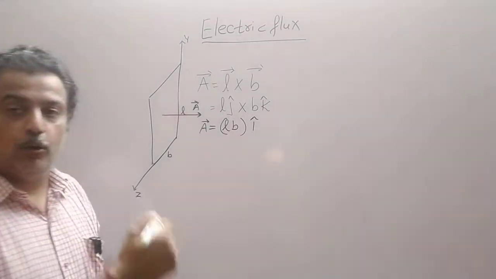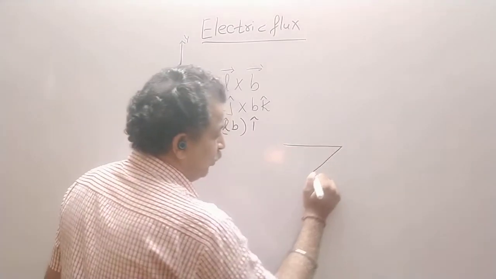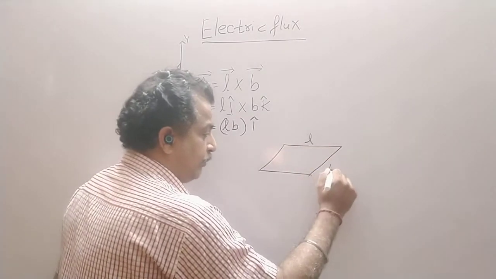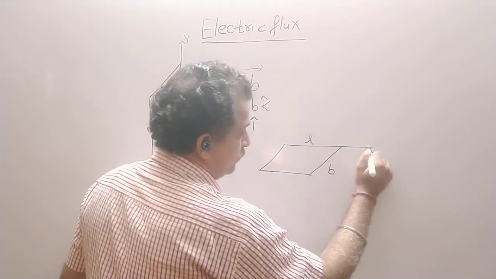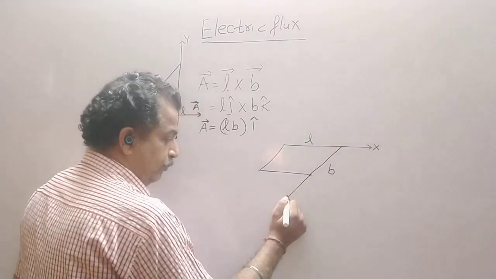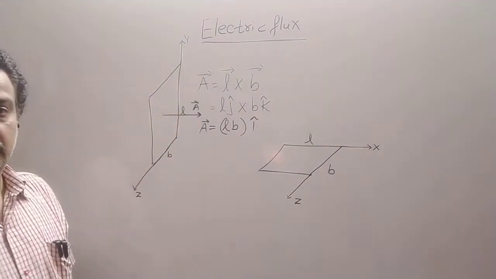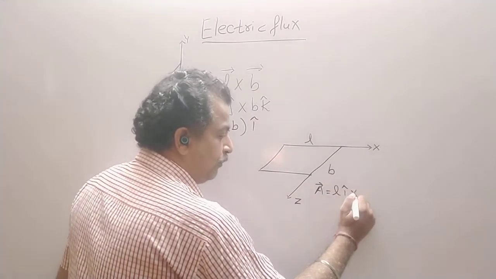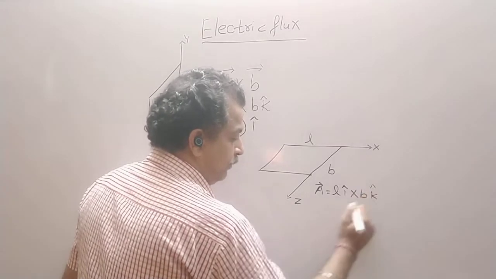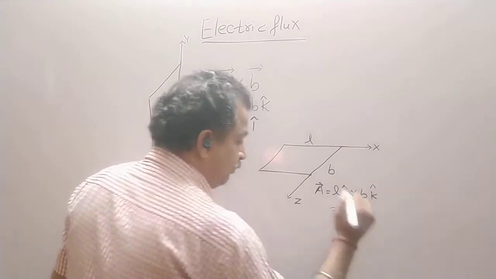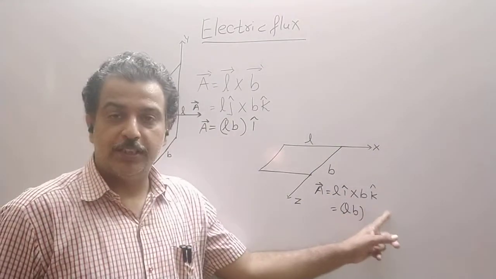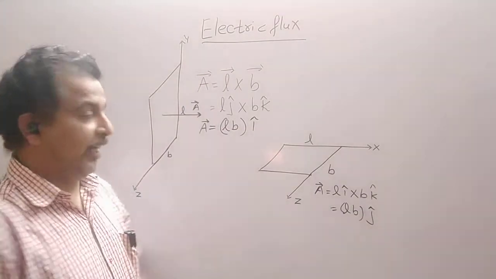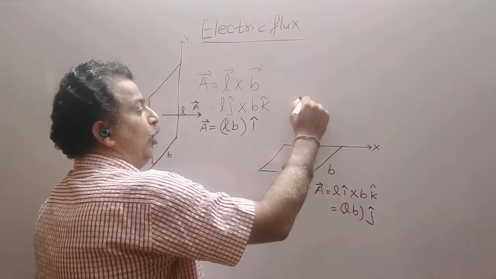Now let us change the orientation of this plane. Now if I orient this rectangle like this, this is the length and this is the breadth. So length is along x-axis, breadth is taken along z-axis. So directly I am writing A vector is equal to L i cap cross B k cap. Now this is again equal to the product of length and breadth, and i cross k is j cap. So the direction of area vector comes out to be along the y-axis.